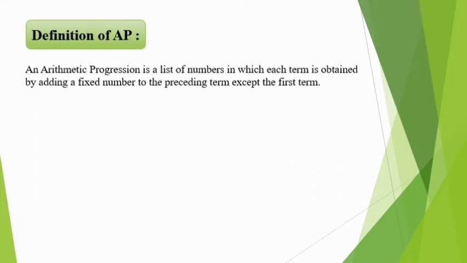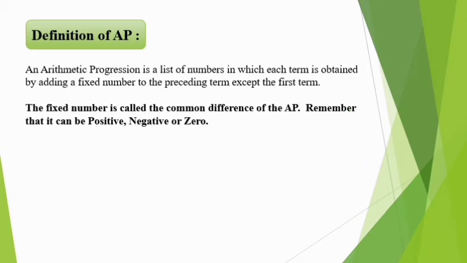An arithmetic progression is a list of numbers in which each term is obtained by adding a fixed number to the preceding term, except the first term. So an arithmetic progression is a sequence of numbers in which every successive term is obtained by adding some fixed or constant number to its preceding term. This fixed number is also called the common difference of the arithmetic progression. Remember that it can be positive, negative or zero.